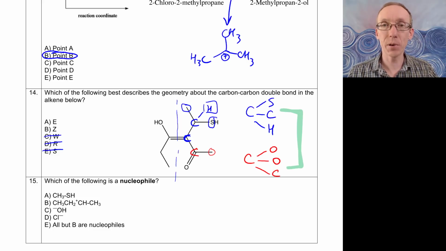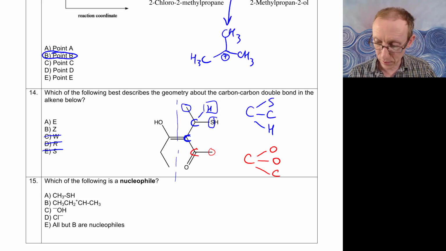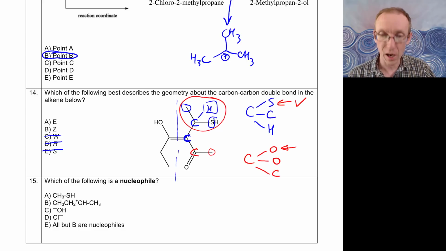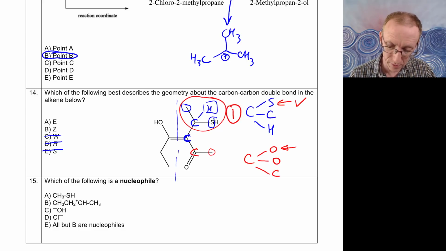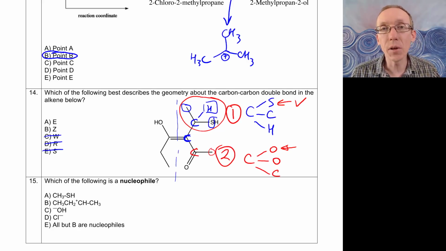We go from highest priority on each and we look for the first point of difference. So we've got a sulfur versus an oxygen. Sulfur wins. So this whole group here is the higher priority. So let's give that a 1 and give this down here a 2. And now we look at the other carbon of the alkene.